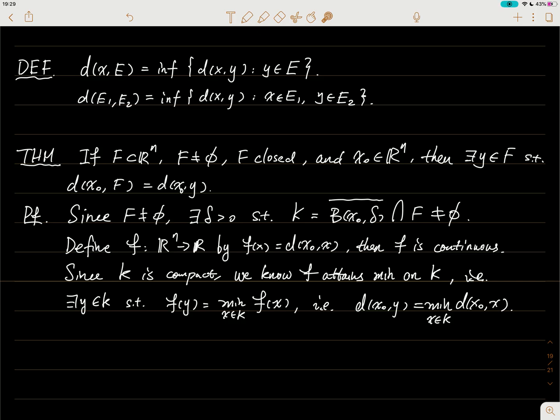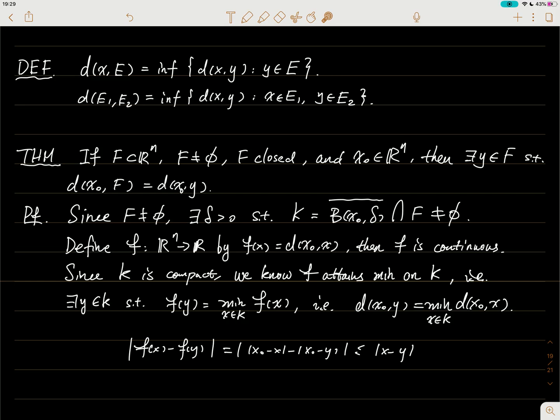actually you can make it even simpler. You can show that this is a Lipschitz function. So f(x) minus f(y) is equal to, as I said, the absolute value of x0 minus x, minus the absolute value of x0 minus y. And this is less than, by the triangle inequality, the absolute value of x minus y. Okay, so this f is actually Lipschitz continuous, so it must be continuous as well.